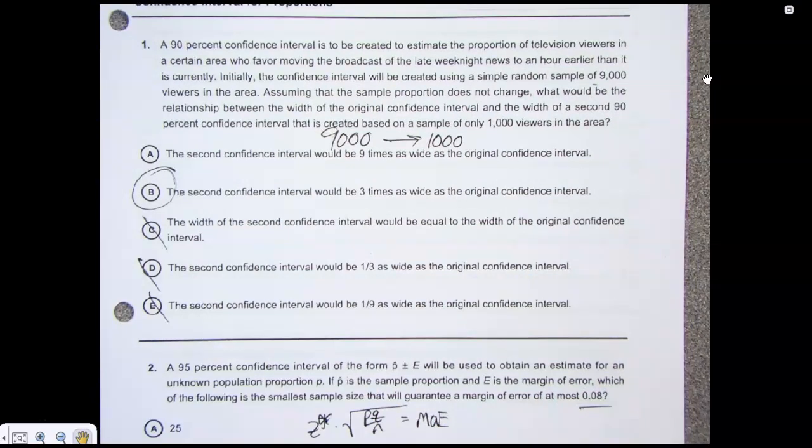How many had B? Anybody? How many had A or B? Okay, that's cool. Questions on 1 or 2? All right, let's jump to number 6. No, sorry, number 8.